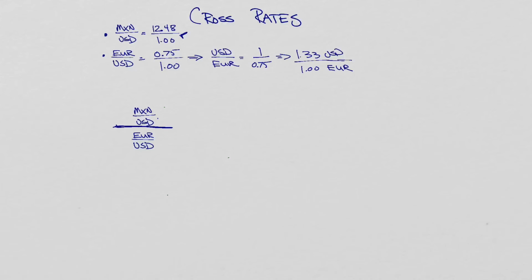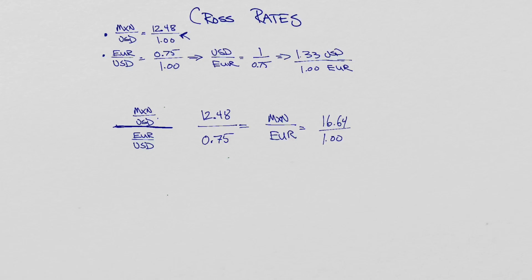The Mexican peso versus the USD is 12.48, and the euro versus the USD is 0.75. And so the cross rate, the Mexican peso versus the euro, is equal to 16.64 Mexican pesos for every 1 euro.